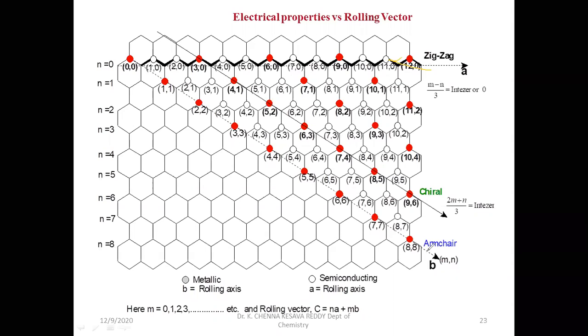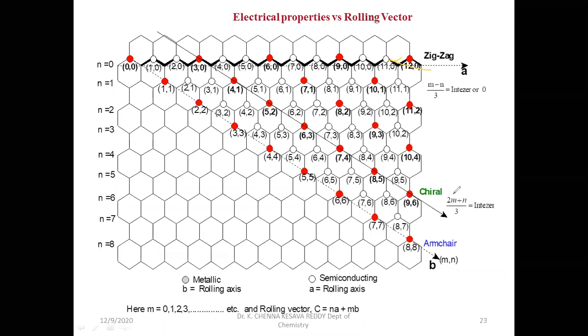But in between these two, zigzag and armchair, we get the chiral carbon nanotube. For chiral, we use 2m plus n. What are m and n? Just apply this: 2 into 9 is 18 plus 6 is 24, 24 by 3 you get integer 8. Similarly 8 5: 2 into 8 is 16, plus 5 is 21, 21 by 3 is 7, metallic. 7 and 4: 2 into 7 is 14 plus 4 is 18, 18 by 3 you get integer 6. You see that all these red color ones are divisible by 3 and you get an integer.